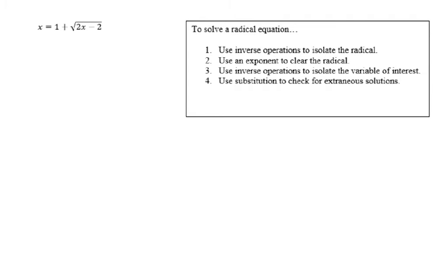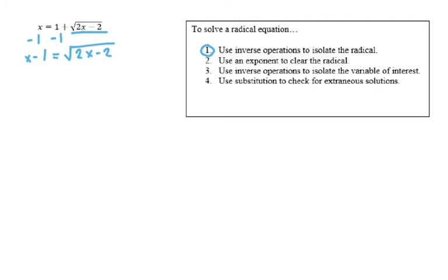To solve a radical equation, we want to follow these 4 steps to find the values of x that will make this equation true. So to start off, we want to use inverse operations to isolate our radical. So we want to isolate the square root of 2x minus 2. We can do that by subtracting 1 from both sides of our equation. And that is going to leave us with x minus 1 equals the square root of 2x minus 2.